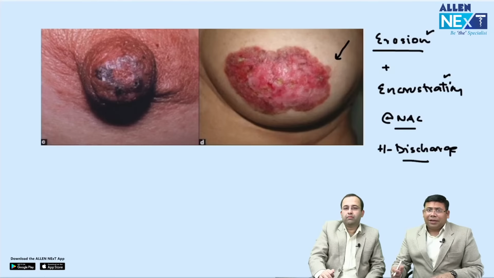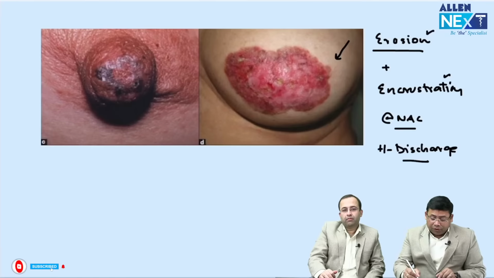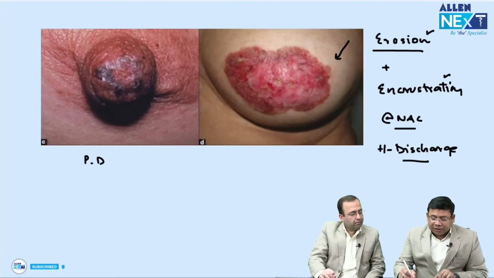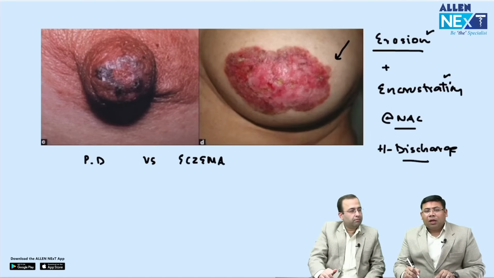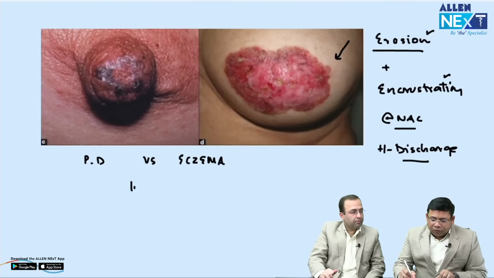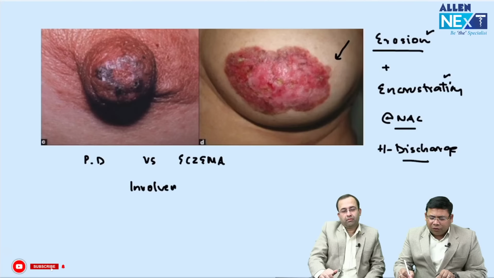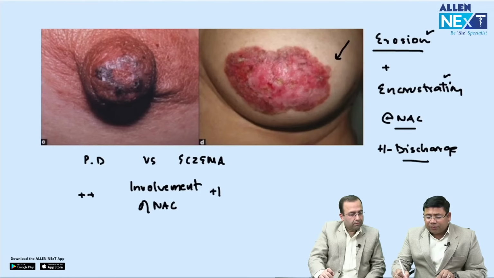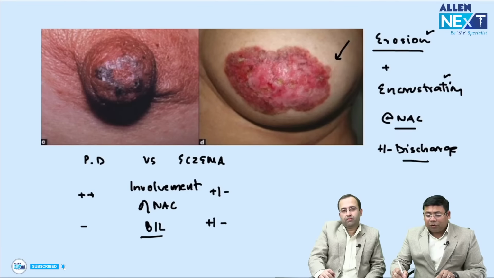One very important thing, like sir has already said, is that it could be eczema. So, Paget's disease versus eczema. These are two common diagnoses that we have. The first most important thing is involvement of the NAC. What is NAC, students? Nipple areolar complex. This is always involved in Paget's, while in eczema it might not be. Then there is the concept of bilaterality. In Paget's disease it is not there; it may or may not be there in eczema.